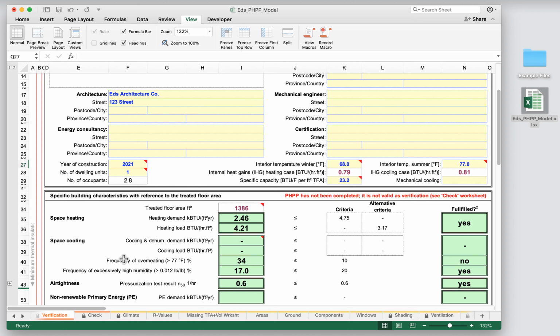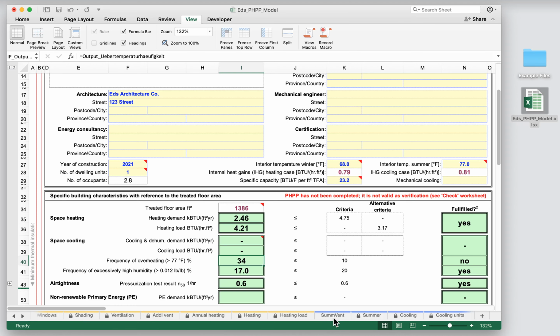But let's say that we want to increase our ventilation losses. So let's turn our attention to the other side of the coin and let's talk about increasing ventilation loss. Let's talk about summer ventilation. So let's see if we can take this 34 number down a little bit further. So the place where we're going to adjust our summertime ventilation is, of course, going to be this summer vent worksheet.